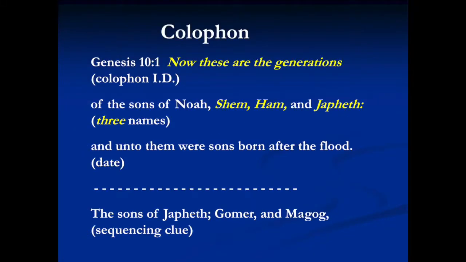Next slide. The colophon. We finally get to the end of the count. Now these are the generations of the sons of Noah: Shem, Ham, Japheth, and maybe Noah. The text itself identifies this as being a composite of 3 different writers stuck together, named Shem, Ham, and Japheth, the sons, and there's the sequencing. The Bible says we should expect to see what we're seeing here.